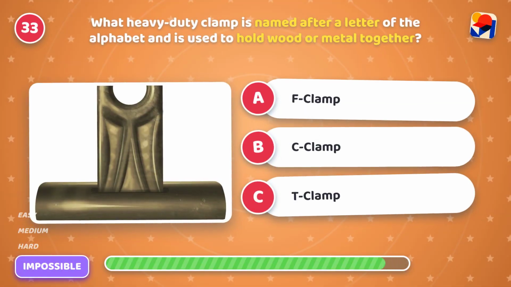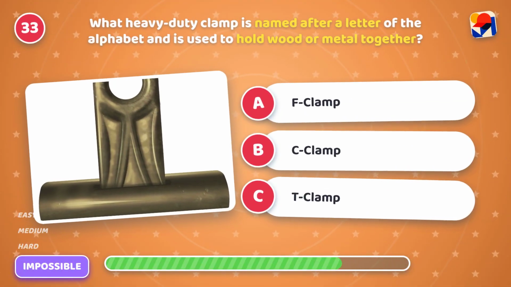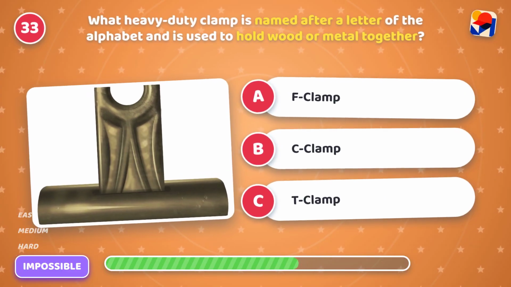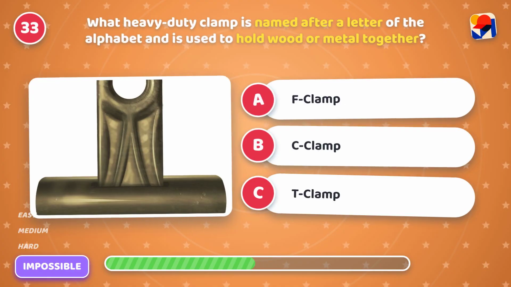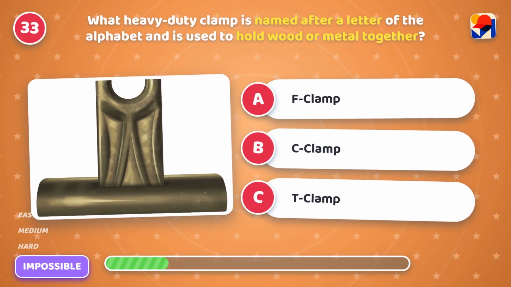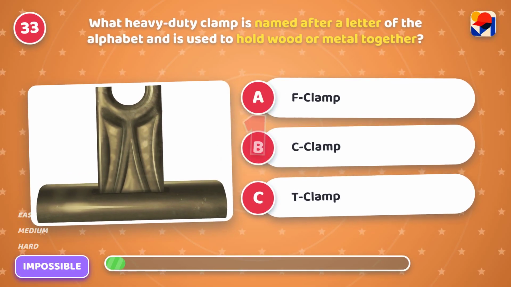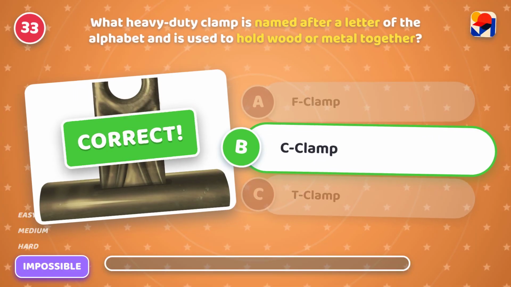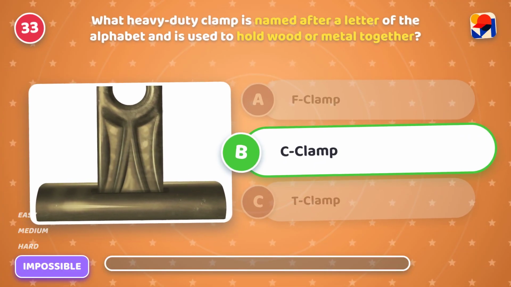What heavy-duty clamp is named after a letter of the alphabet and is used to hold wood or metal together? Is it A, F clamp, B, C clamp, or C, T clamp? It's B, C clamp. It resembles a letter C.